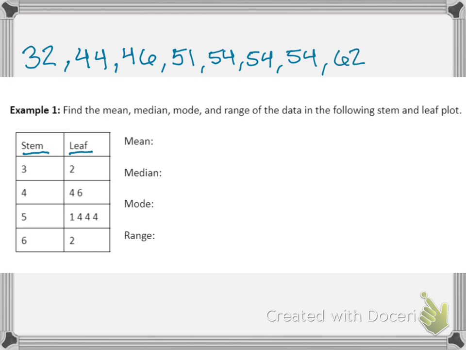Now I want to find some key features of this data. If I want to find the mean, that is the average of our data. So what I want to do to calculate the mean is add all of our data values together and then divide by our number of data values.